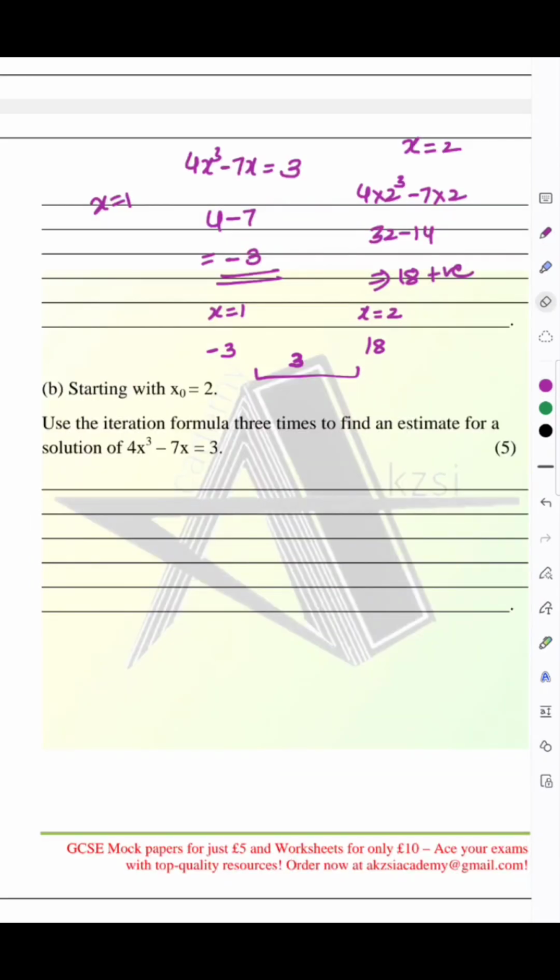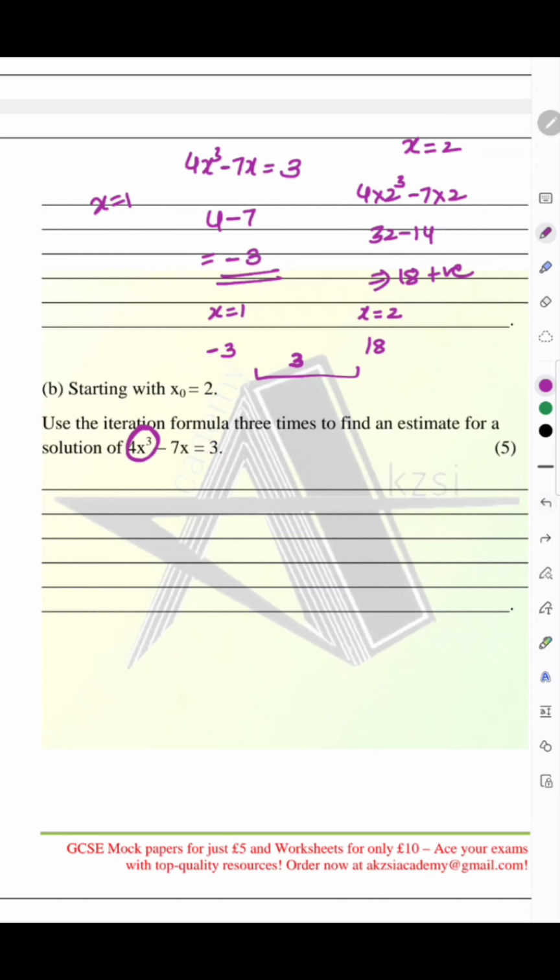Now part B says, starting with x naught equal to 2, use the iteration formula 3 times to find an estimate for a solution of 4x cubed minus 7x equals 3. So for that we have to calculate the iteration formula. How can we calculate it? It doesn't matter whatever the equation, third power, fourth power. You have to take the variable carrying the highest power. In this case, it is 4x cubed, because the power of 7x is 1 and 3 is a constant. So the highest power is x cubed.